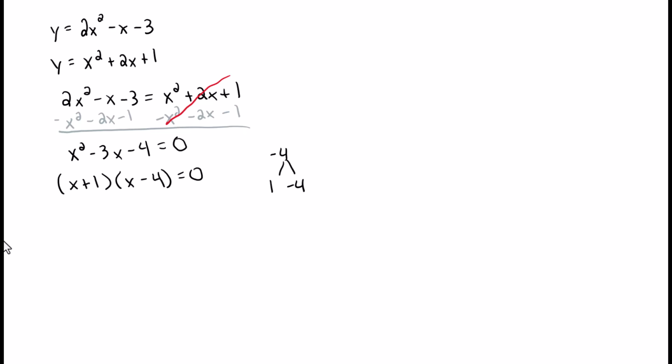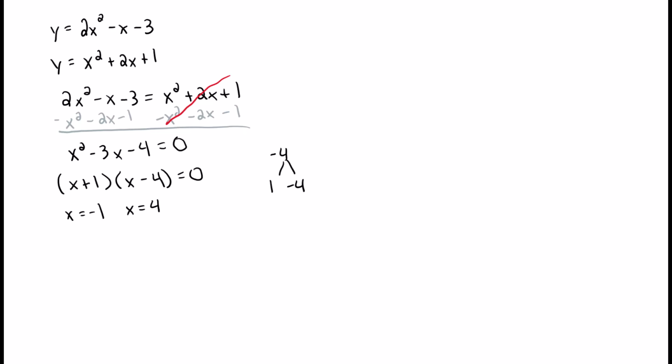The next step would be to ask ourselves, what do we plug in for x that would make this equal to 0? So that would be a -1 and then a +4, because -1 plus 1 would be 0, and then 4 minus 4 would be 0 as well. So now we're kind of at the halfway point. We have the x values.